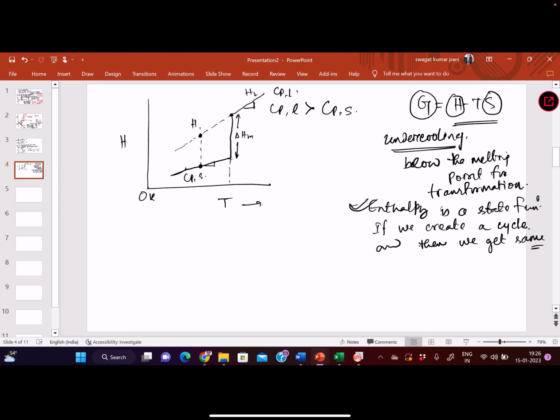So we will take like this one A. This point we take HB, HC and HD. So we have to calculate HD to A, transformation occurring below the melting point at this temperature. Okay. So this value we have to calculate. So we will go in cycle like this, here, here, again here. So this will be the same because the initial and final points are same. So either we go this way or we go this way, this way, this way, basically same.